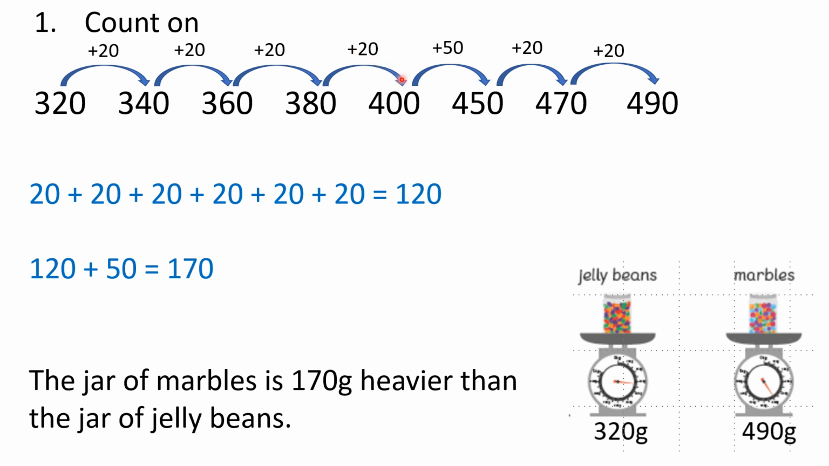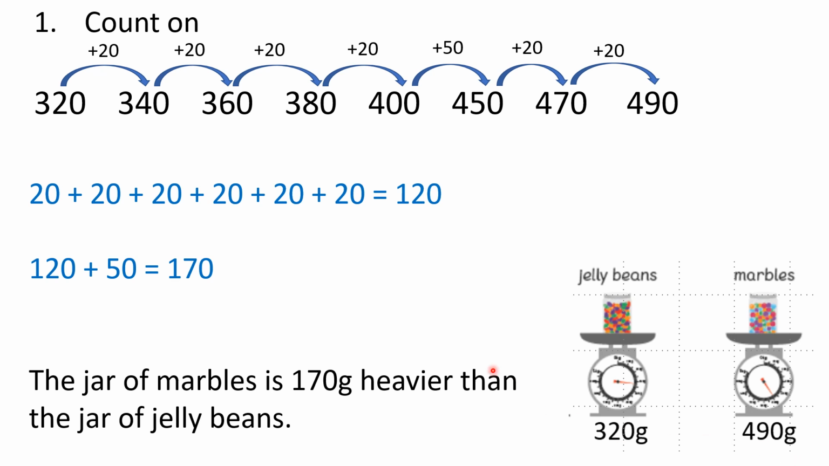Now, when I landed on 400, I realised that I felt confident enough to do a larger jump, that I could do a jump of 50 this time, because I know that 400 add 50 equals 450. I'm getting there now, I'm nearly at 490. Then I did another jump of 20 to take me to 470, and then one more jump of 20 took me to 490, which is where I want to stop because that's the mass of the marbles.